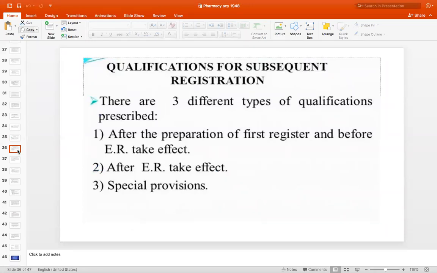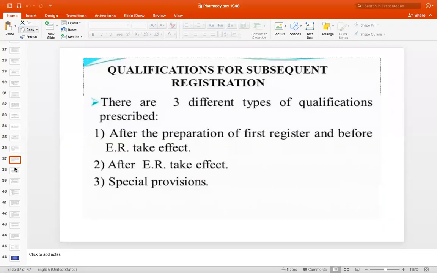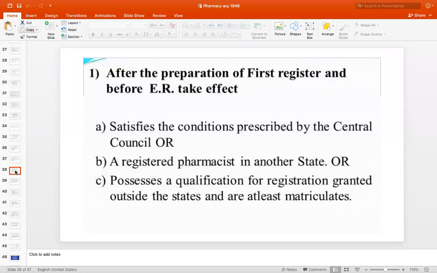Now, what is the qualification? Here there are 3 types for subsequent. One is after the first register is formed and before ER takes effect. Second, after ER takes effect. Third, special provision. So what is this, after the first register is prepared and before ER? It means the first register is prepared for the people who have taken their education in a college where the education regulation is fully formed. And in your state or my state, if the education regulation is not fully formed, but I still want to register, these are the conditions.